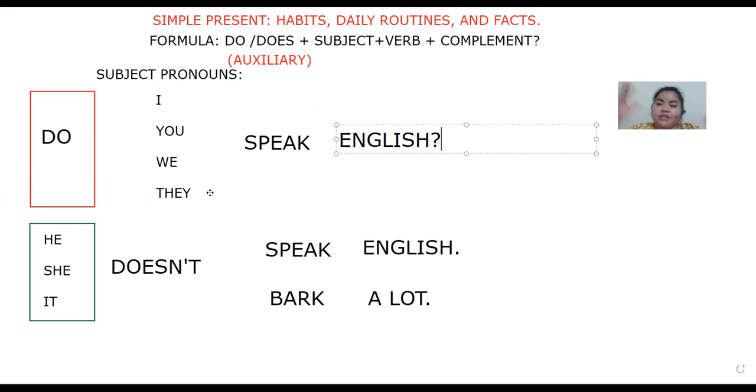Lo único que vamos a hacer es como hacíamos con el verbo to be, que cambiamos de posición el verbo. En este caso, vamos a cambiar de posición el auxiliar. Okay. Eso es lo que cambiamos de posición. ¿Cómo quedaría la parte con doesn't? Ya no sería doesn't, sino que sería solamente does. ¿Cómo quedaría la pregunta?